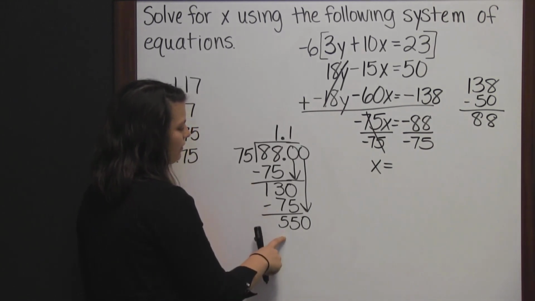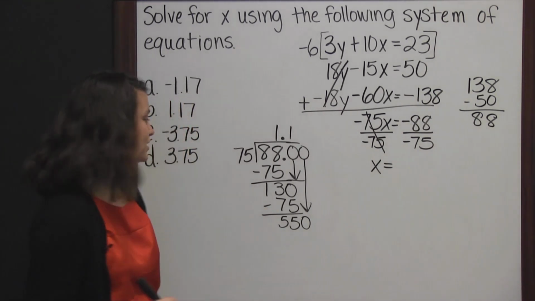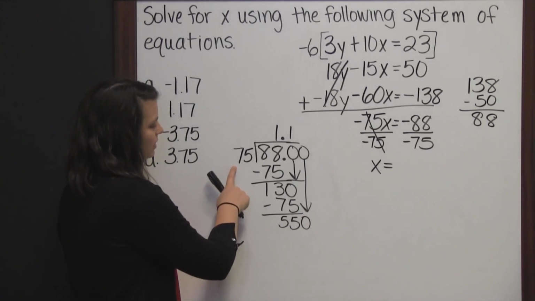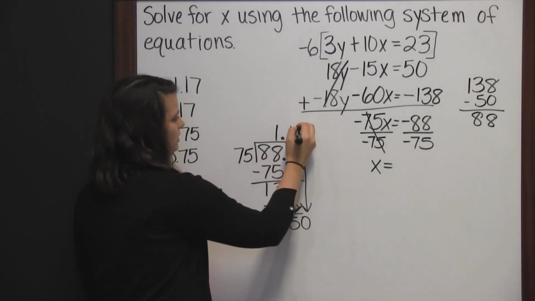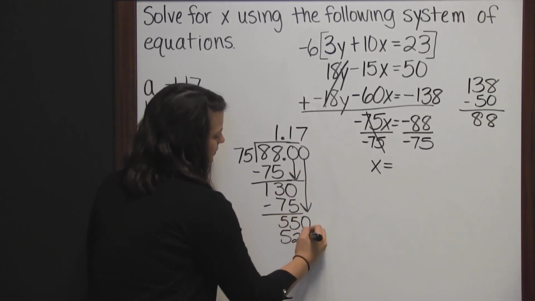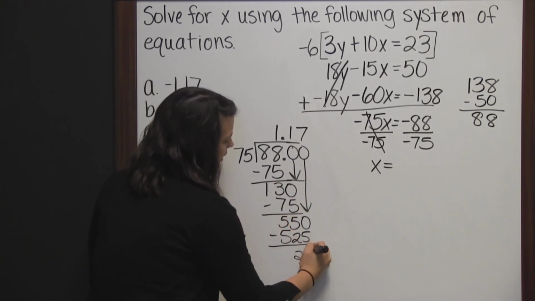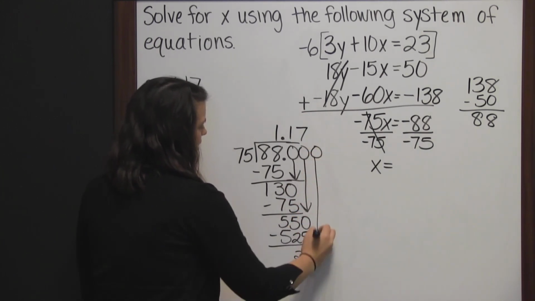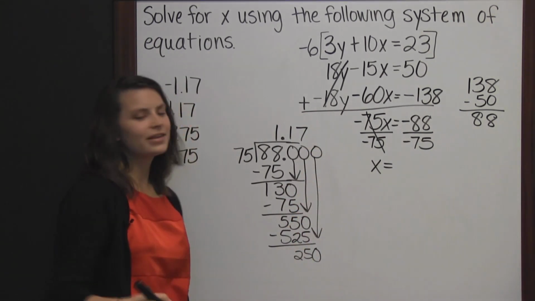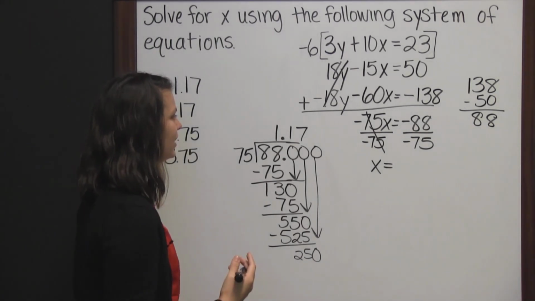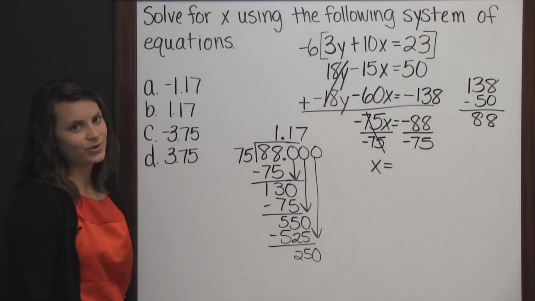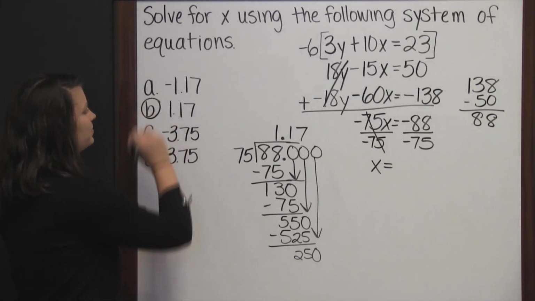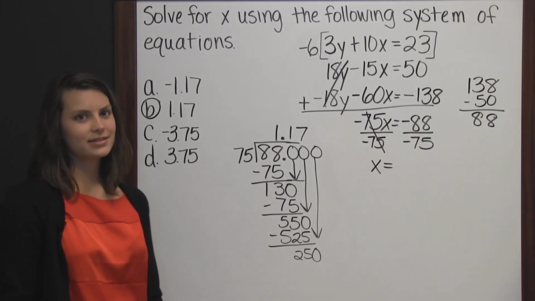And 75 goes into 550, I believe, 7 times. 7 times 70 is 490. 7 times 5 is 35, so that'd be 525. We subtract and we get 25. Add a 0, bring it down. And we could keep on going, dividing until we find the end, but since this is multiple choice, we can already see which answer choice is correct. And that would be answer B, 1 17/100.